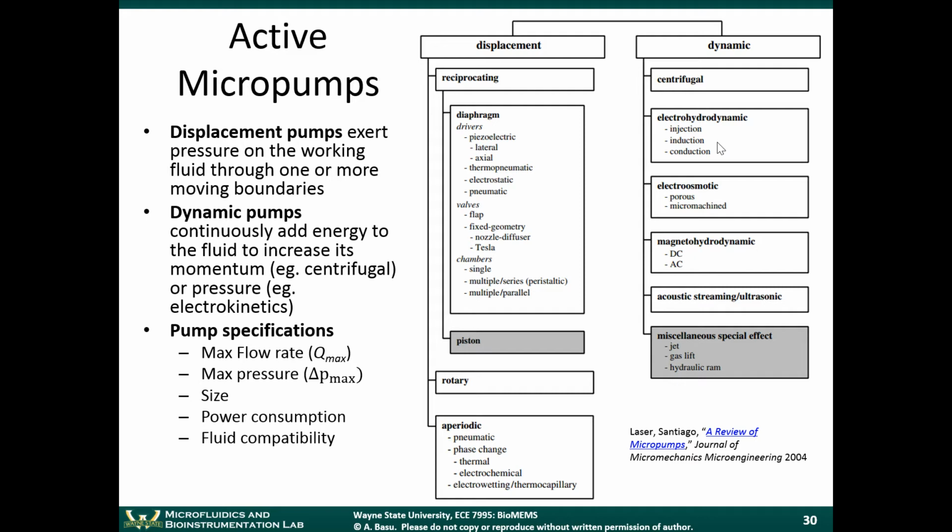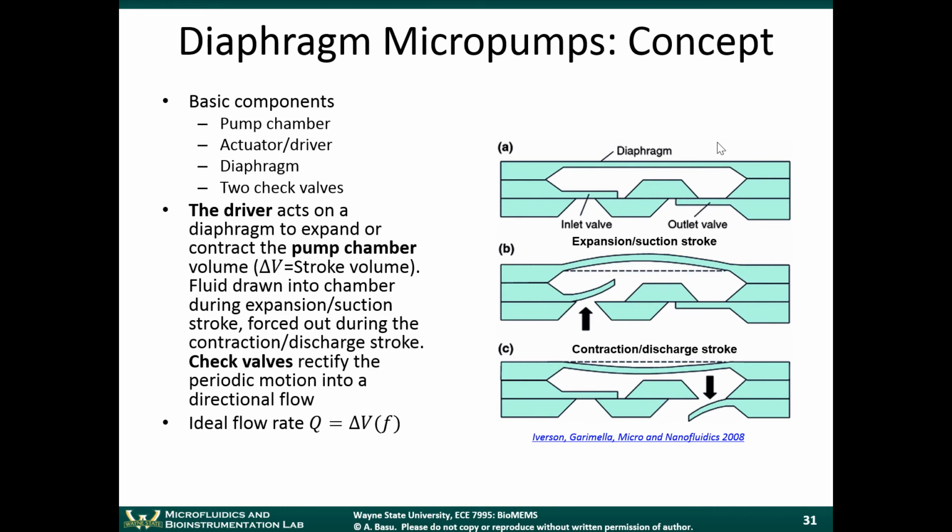So we started talking about diaphragm micropumps really quickly. The key parts of a diaphragm micropump: you have a diaphragm that can expand or contract or deflect in two different directions. And so if the diaphragm deflects in one direction, that increases the chamber volume. That's the expansion or the suction stroke. And when it pushes in the opposite direction, thereby decreasing the chamber volume, that's called the contraction or the discharge stroke.